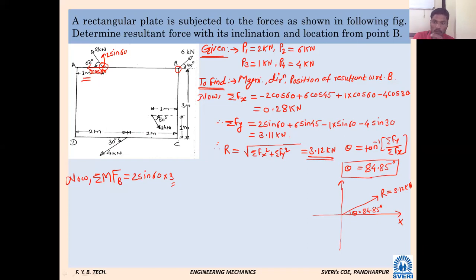Force number 1, the y component we have considered. If you consider the x component, what will be the moment due to the x component about point B?